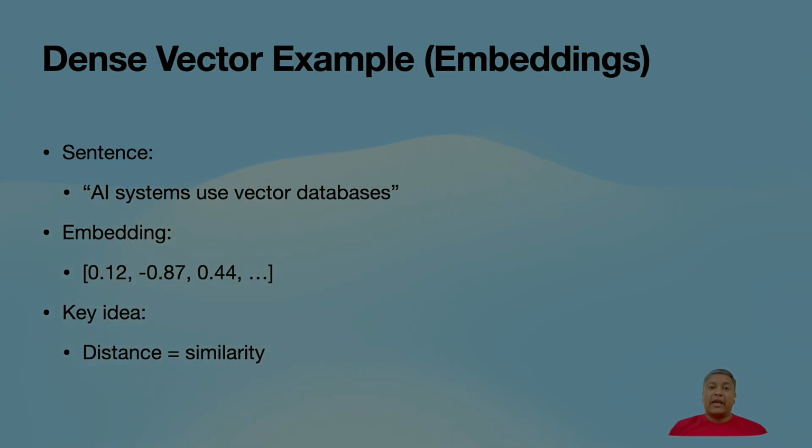Dense vectors look like a list of floating point numbers, but humans never read them directly. What matters is the distance between vectors. If two vectors are close, their meanings are similar. And this is what enables semantic search, recommendations, and RAG systems.